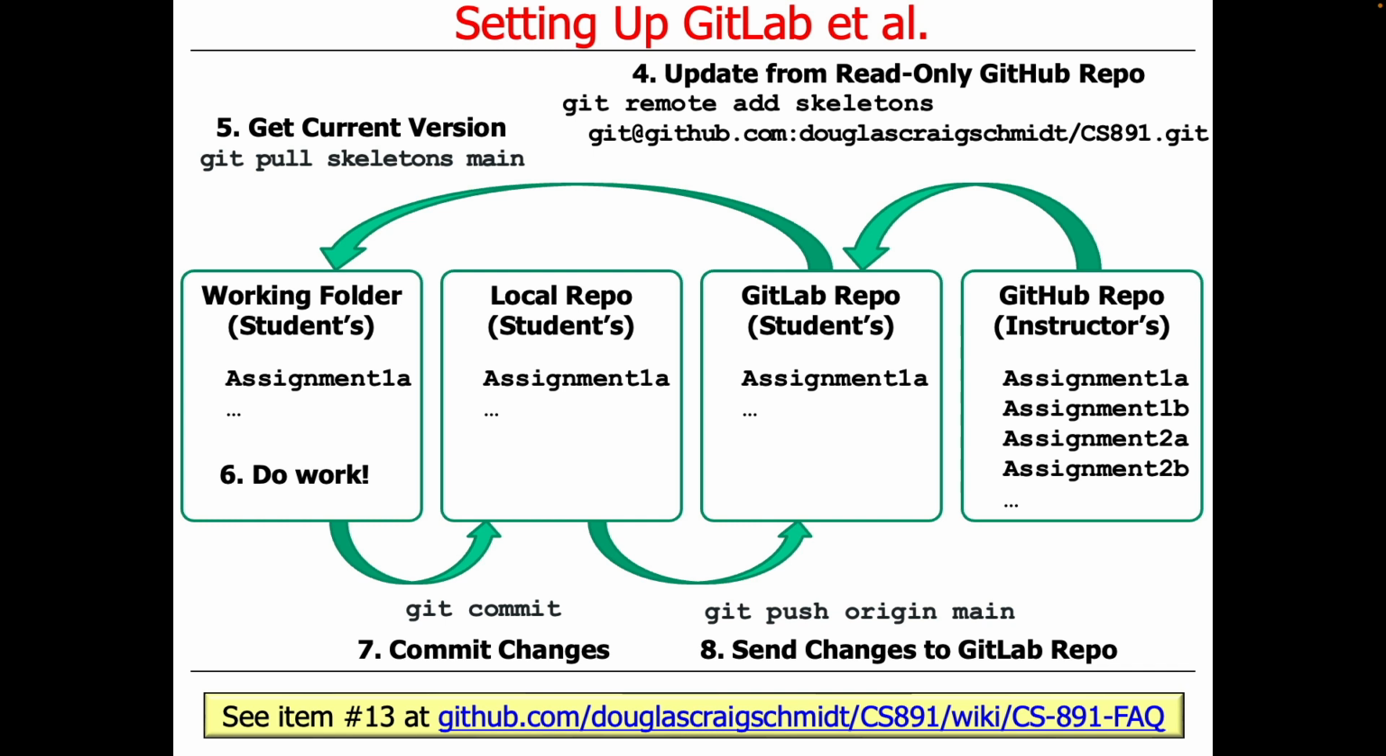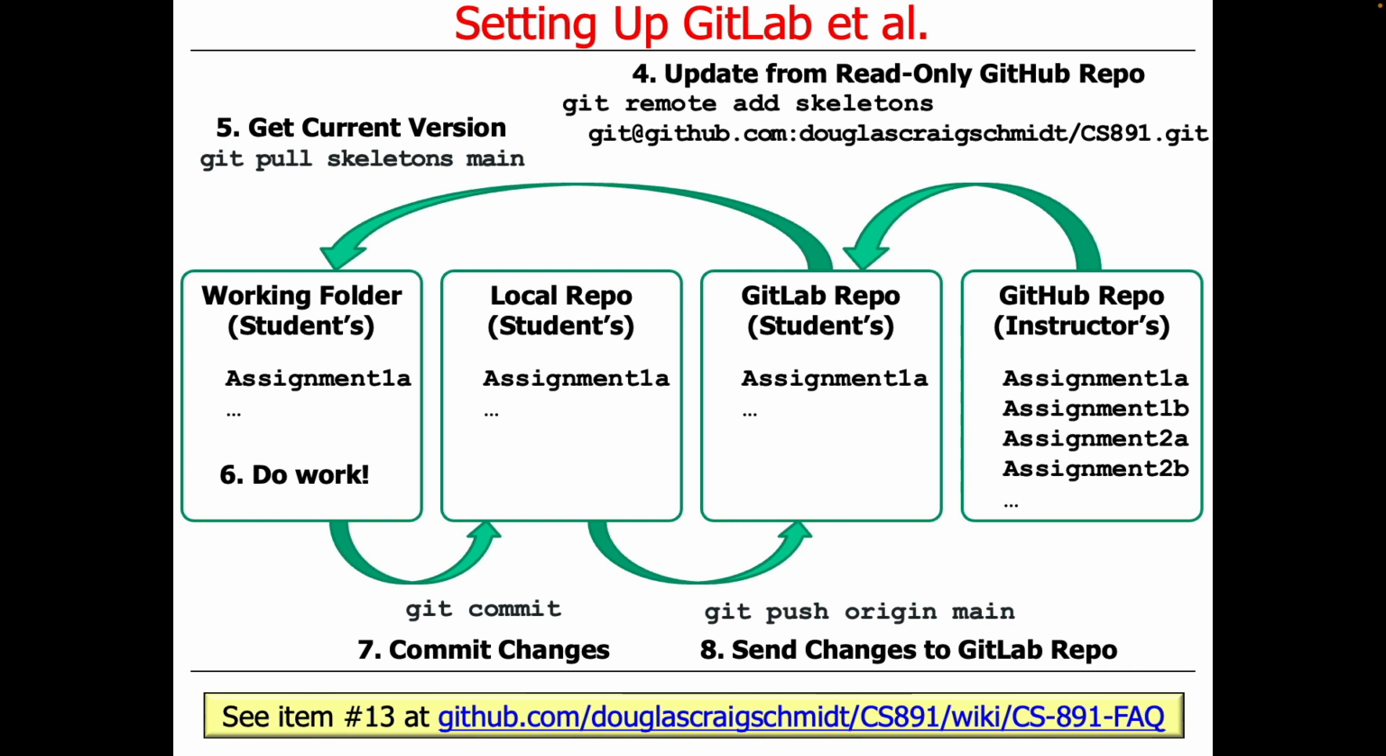So you'll now have in your CS-891-spring-2023 folder on your machine a subfolder or subdirectory called assignment 1A, start with. And then you do work. So you'll go ahead, you'll take a look, watch the video, please. Look at the to-do markers you have to fill in. You'll do a bunch of work.